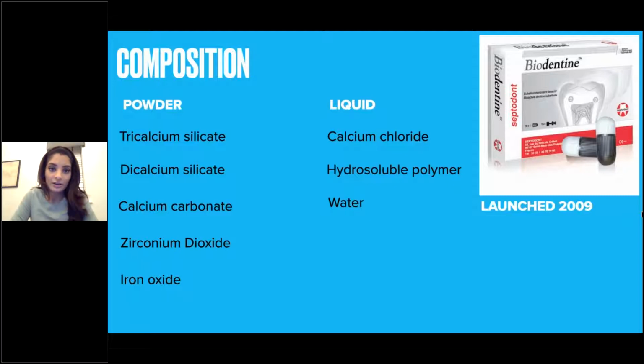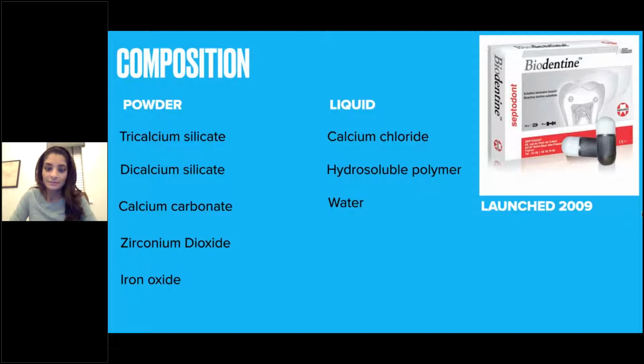So the composition of Biodentine is mainly based with a powder and a liquid. The powder contains tricalcium silicate, which is its main component. We also have dicalcium silicate, which is its second main component. It contains calcium carbonate, which is basically a filler. Zirconium dioxide, which is responsible for making the material radio-opaque, and iron oxide, which is responsible for the shade of the material.